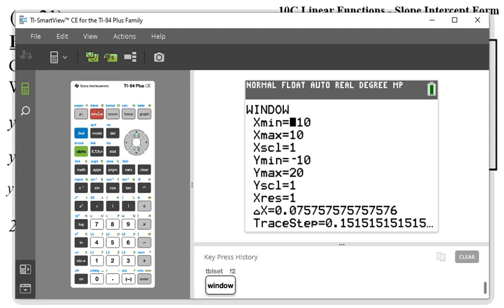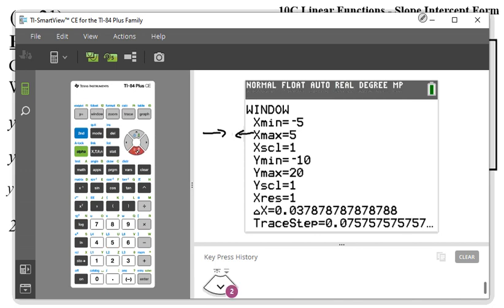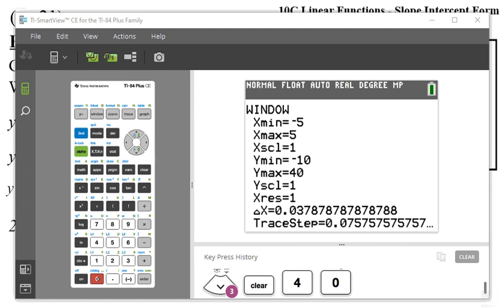The x values we just talked about, we want to bring the x min in a bit. So let's just change that to a negative 5. Negative, not subtract. Our x max, instead of being way out to the right, let's bring it in a bit and say we just want it to be at 5. And again, y max, this one, we want it to go even higher. Let's go up to 40 and see what happens. So I changed x min and x max to bring it in, but I want to go higher.